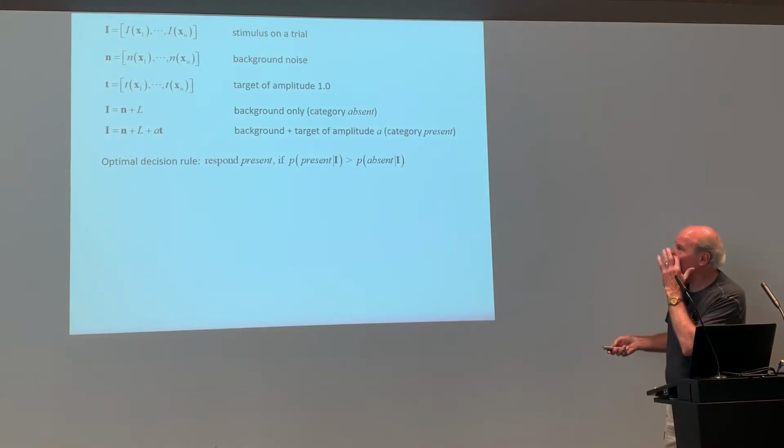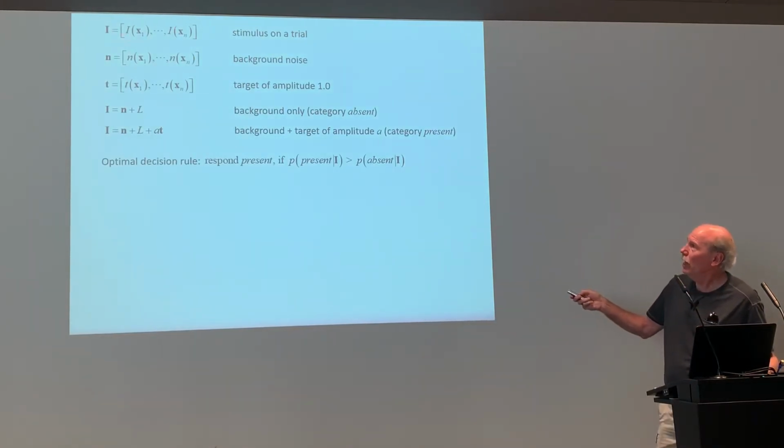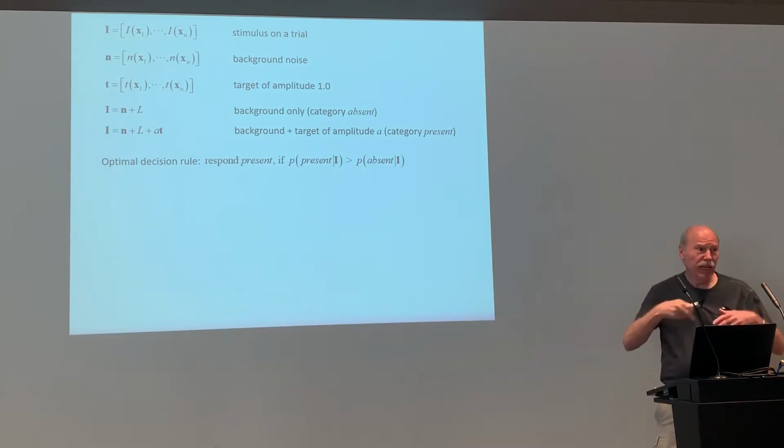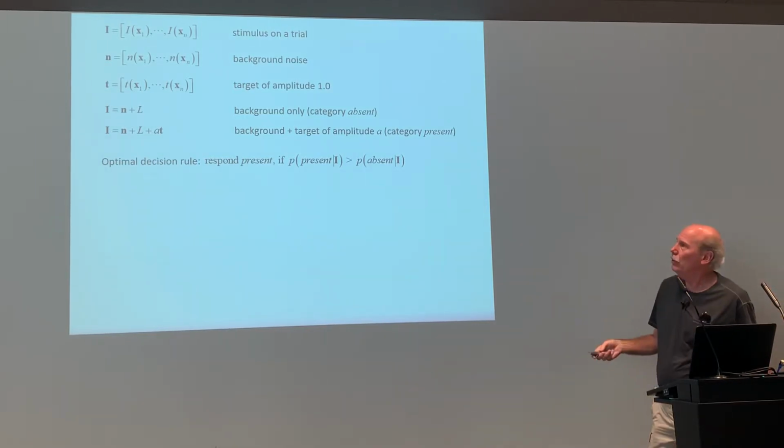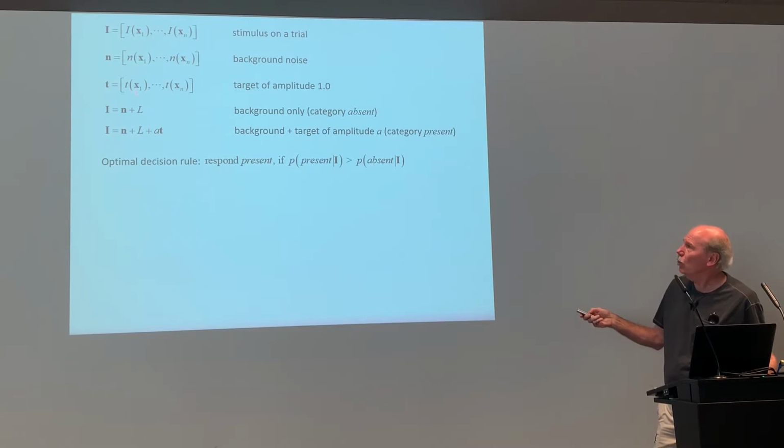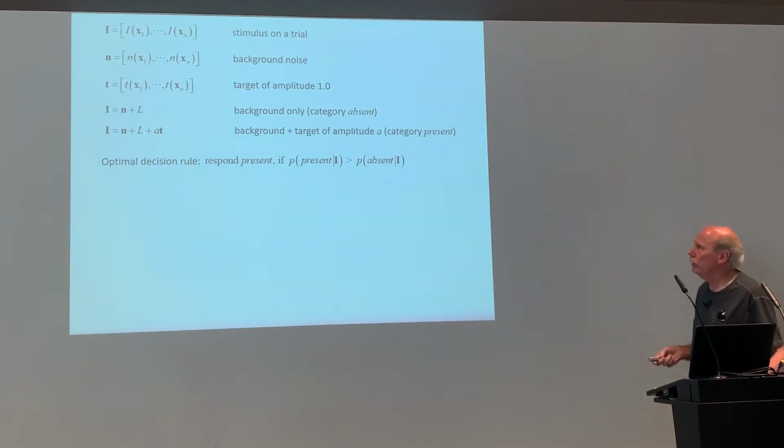If you do this in vector notation, here are all the intensities at all the image locations. We can just represent that by a big capital bold I. We can represent all the noise by a capital bold N here, and the target by a vector that describes the amplitude of the target at each location when it has an amplitude of 1. And then the image, when it's background only, is the noise field plus the luminance, or when the target is present, the noise field plus the luminance plus the target. Okay, that's it.